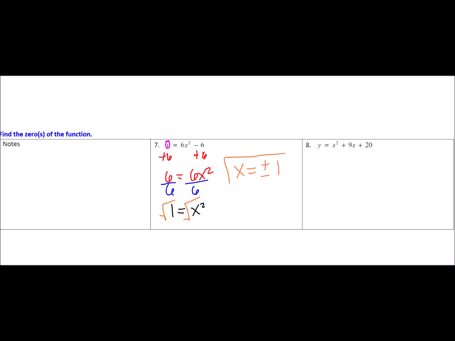Go ahead and go to Desmos, graph that in there, and you're going to see that it's going to open up, and your 2 zeros, one's going to be at negative 1, and the other one's going to be at positive 1. Check it out.